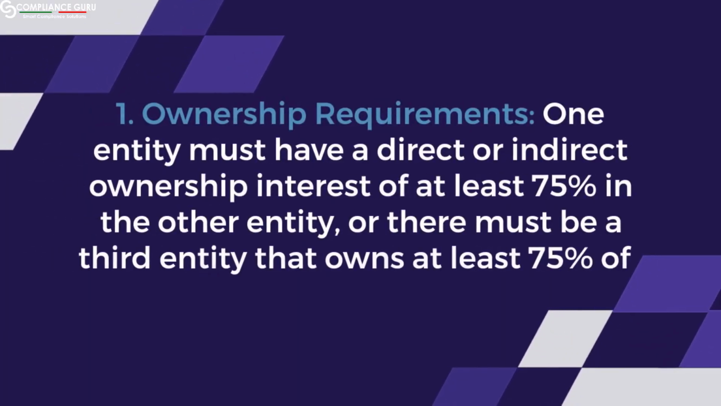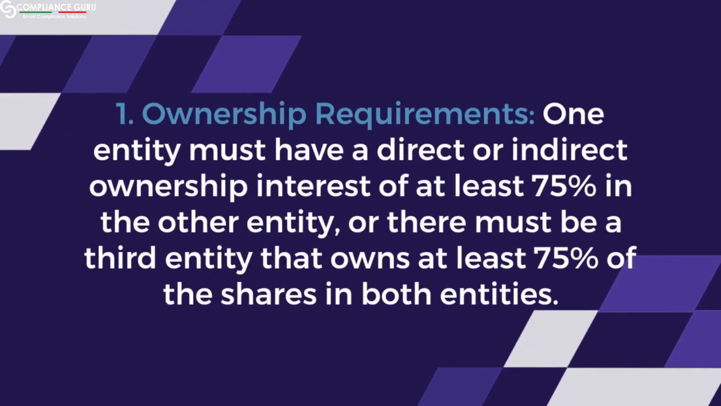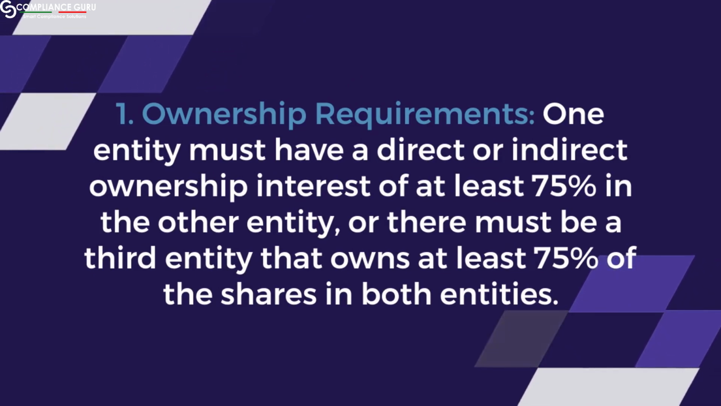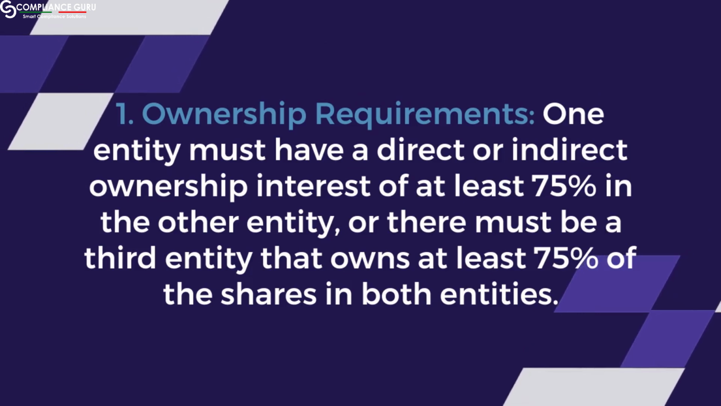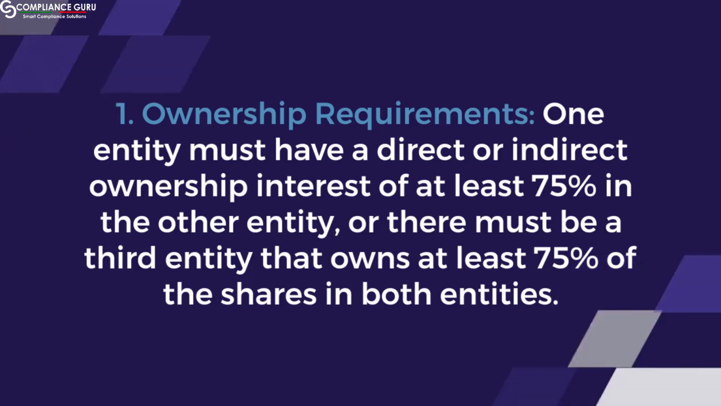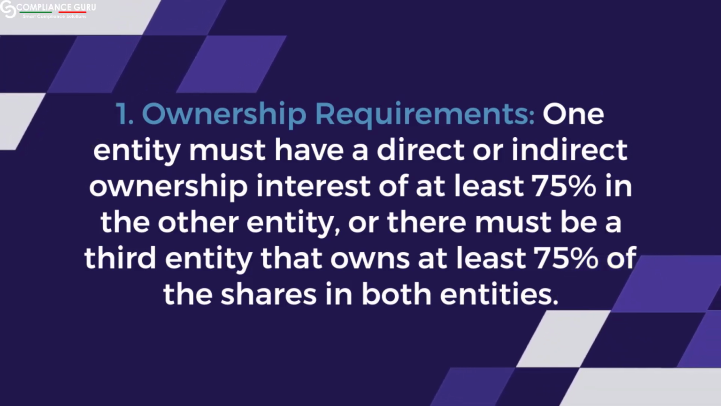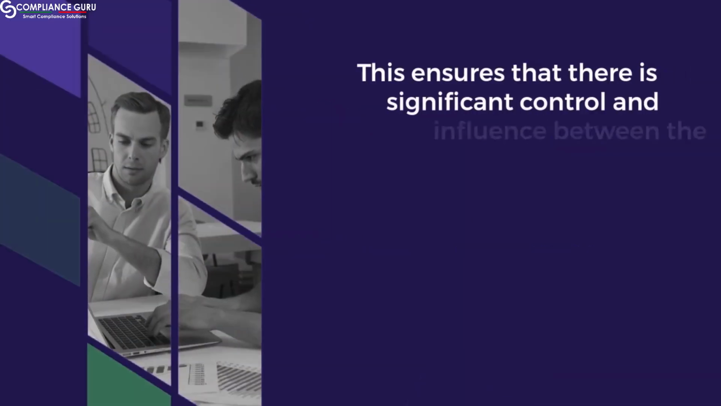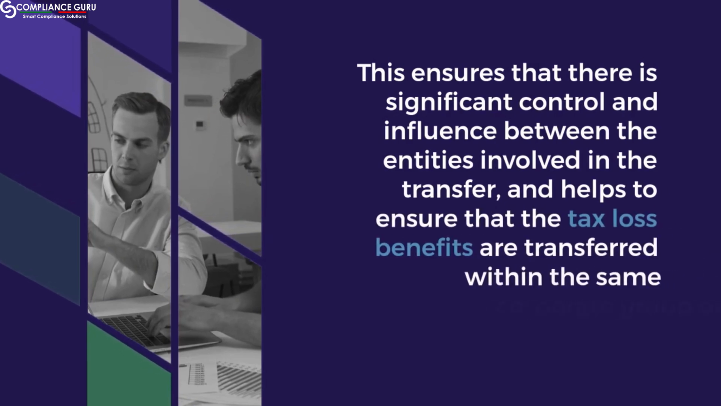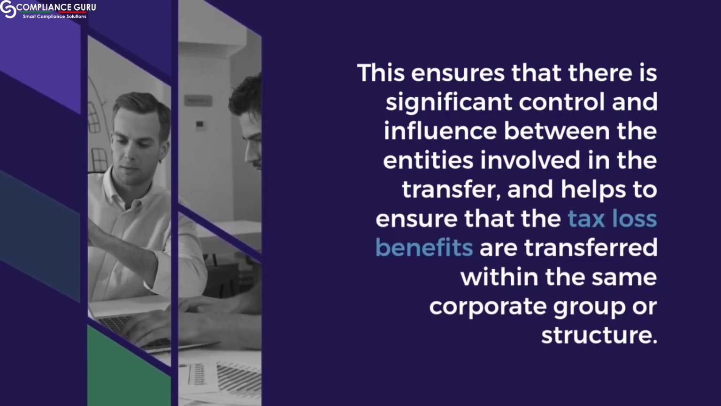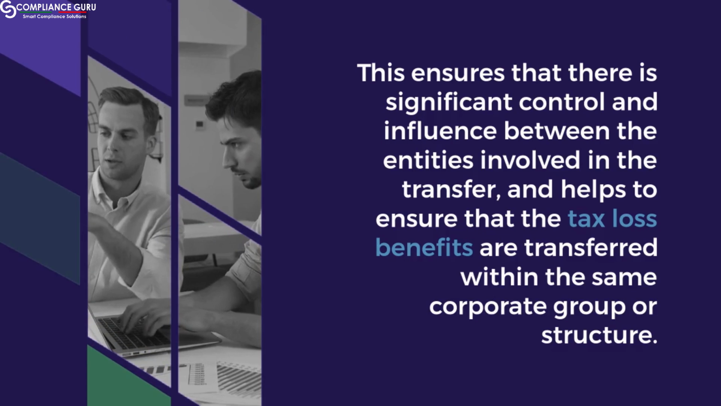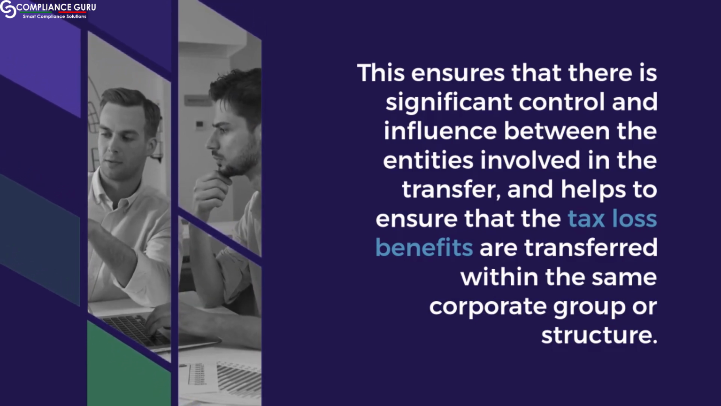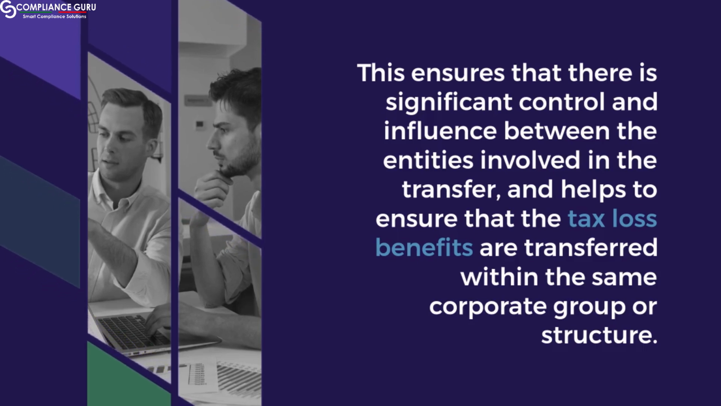1. Ownership requirements. One entity must have a direct or indirect ownership interest of at least 75% in the other entity, or there must be a third entity that owns at least 75% of the shares in both entities. This ensures that there is significant control and influence between the entities involved in the transfer, and helps to ensure that the tax loss benefits are transferred within the same corporate group or structure.